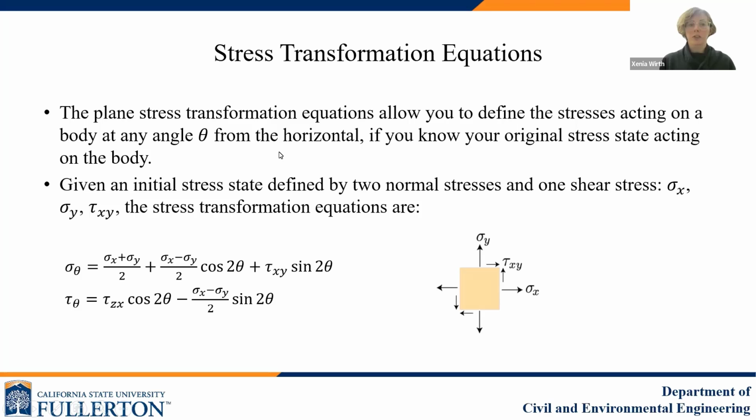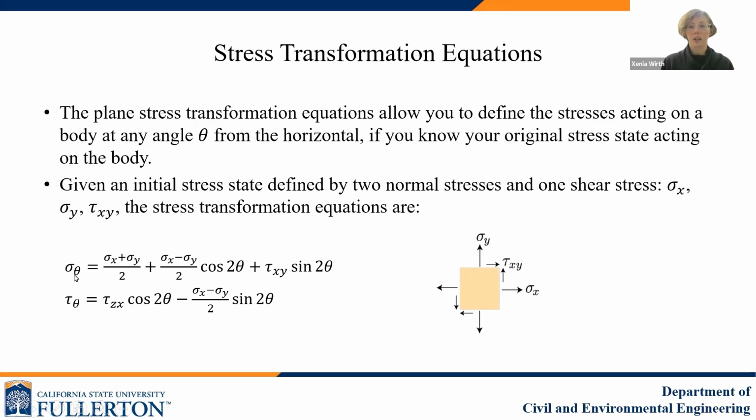The plane stress transformation equations allow you to define the stresses acting on a body at any angle theta from the horizontal, if you know the original stress state acting on the body. You have to be given an initial stress state, defined by two normal stresses and one shear stress: sigma x and sigma y are your normal stresses, and tau xy is your shear stress. Then the stress transformation equations are the following.